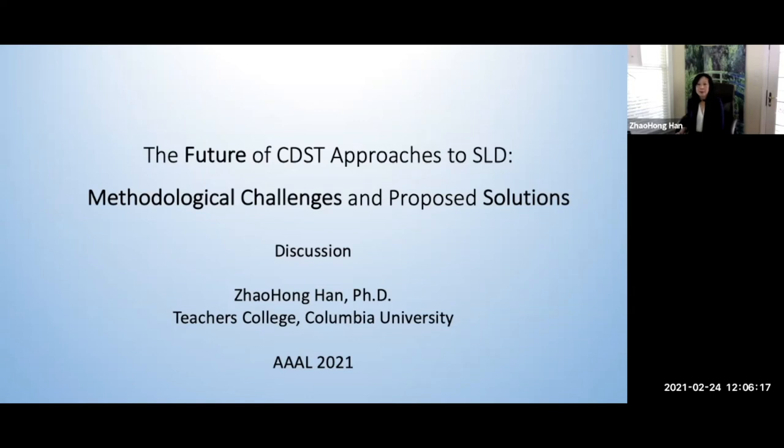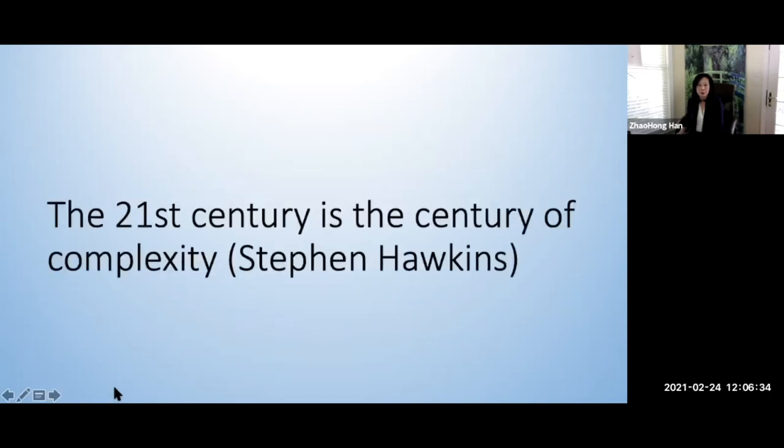In the next 15 to 20 minutes, I'll start with a brief discussion of the theory CDST, and from there talk briefly about the five studies presented at this colloquium, and I will close with some thoughts on the future of CDST research. The late renowned astrophysicist Stephen Hawking referred to the 21st century as the century of complexity. And that sets the scene for complexity thinking and its transdisciplinary applications, including in applied linguistics and second language acquisition research.